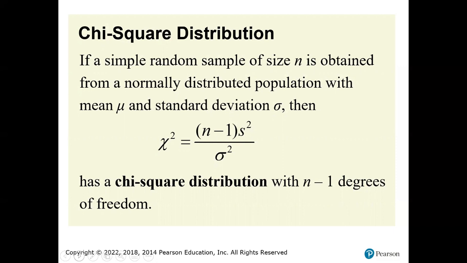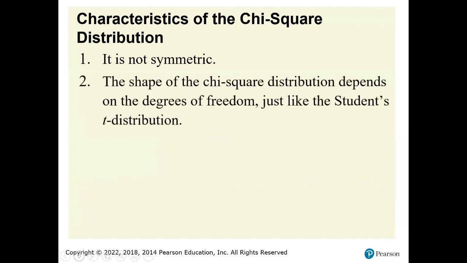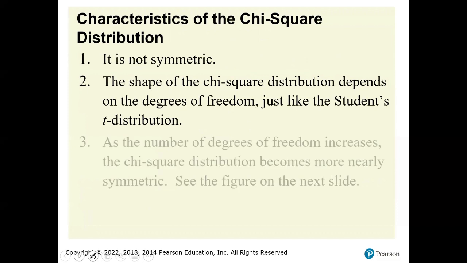The chi-squared distribution is going to also be based on degrees of freedom. So that n-1 degrees of freedom. So the chi-squared distribution changes based on how many are in your sample, just like the T distribution changes based on the number in your sample. This one is not symmetric. So this is going to actually look a little different than the ones we've been working with. The shape of it depends on the degrees of freedom, just like a T distribution. So it's going to change for the number in your sample.